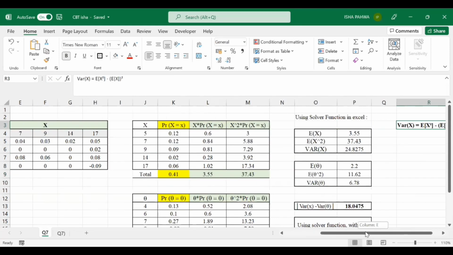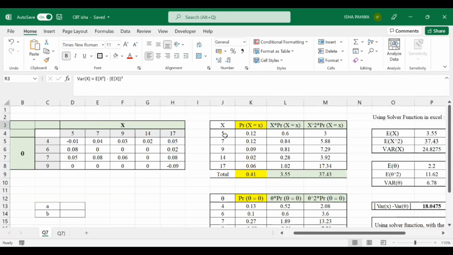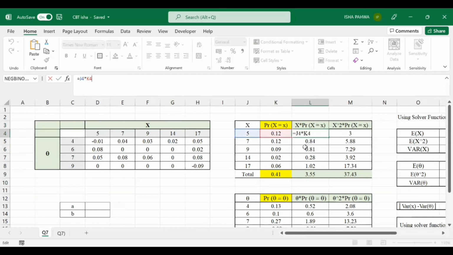In order to find the expected value of X, the formula is X times the probability of X. We can just write the formula in Excel and we would get this as the answer, and we could apply the same formula for all of the probabilities here, and we get this answer.